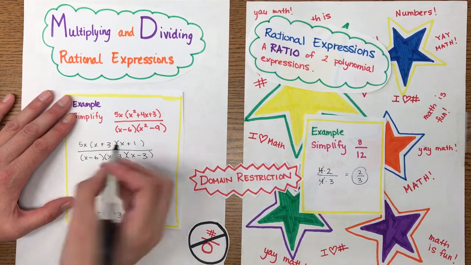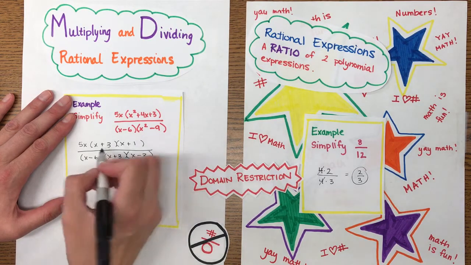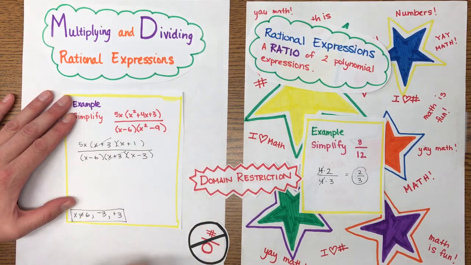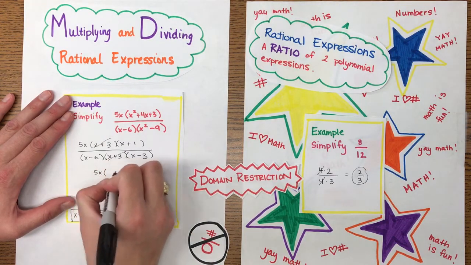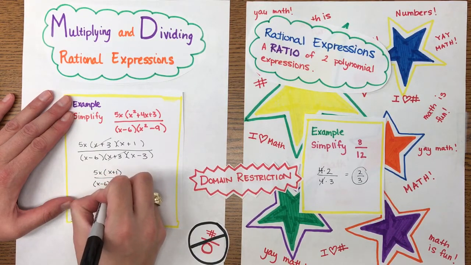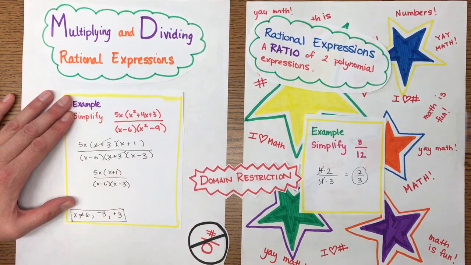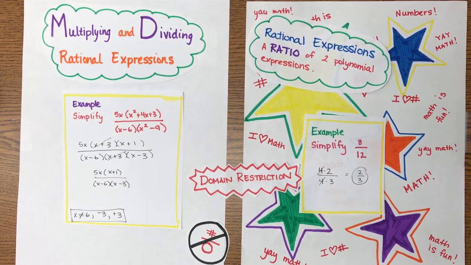So when I'm simplifying this, now that I have my domain restrictions, I can cancel out like terms, which is x plus 3 is a like factor. And I'm left with 5x times x plus 1 over x minus 6 times x minus 3. So factoring this here is going to allow me now to have a simplified expression, but I have to keep these domain restrictions in mind.